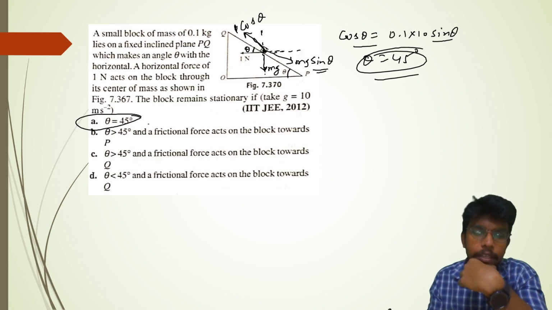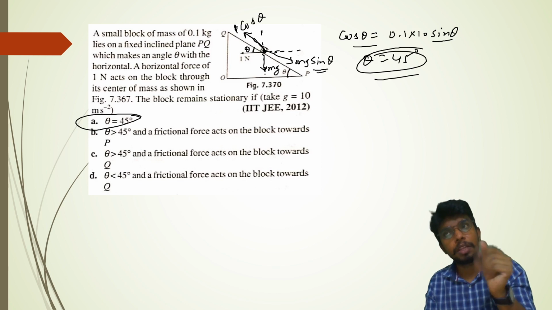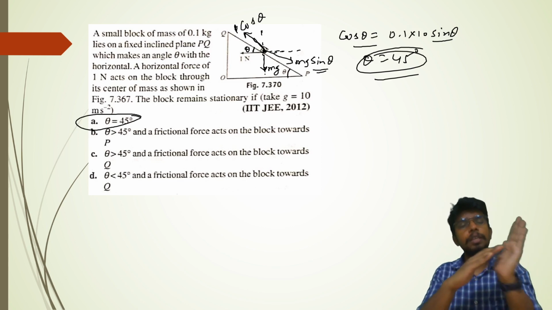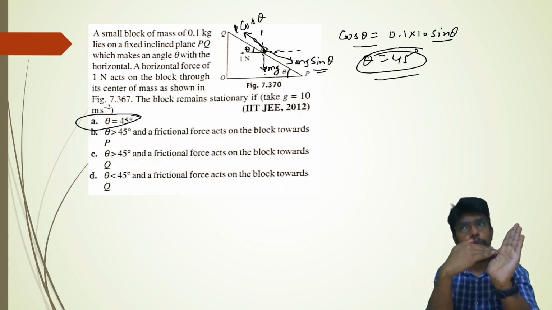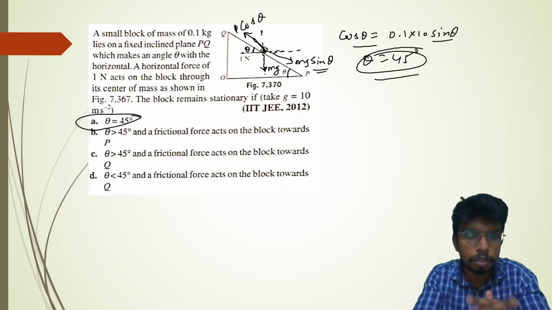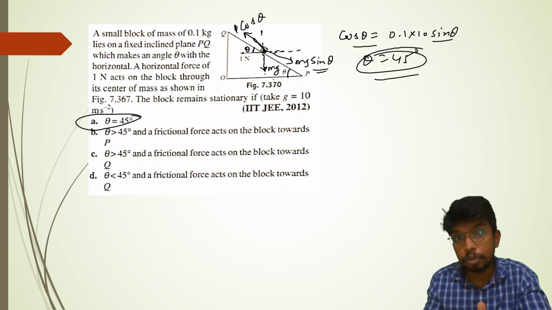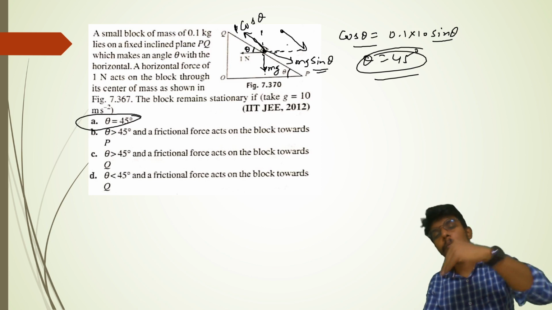If I consider another case, theta more than 45. When theta is more than 45, the body will tend to slide down, and this 1 Newton will not be sufficient to hold it. We need more. So we need some force in the upward direction which can hold it. So when theta is more than 45 and a friction force acts on the block towards P, it is basically supporting mg sine theta.